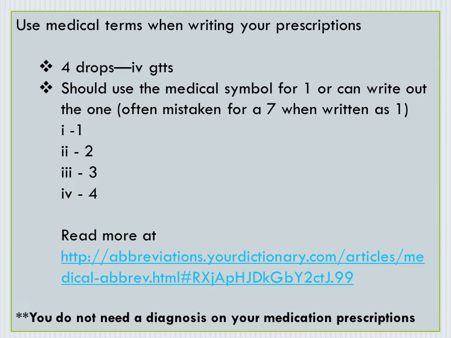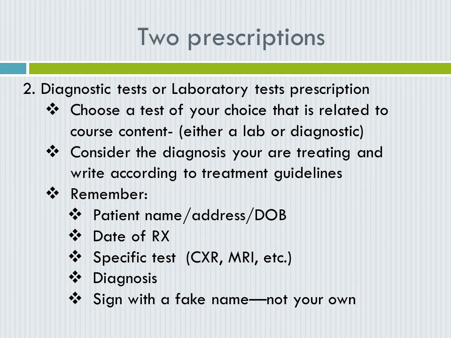You can write it out as a 1 if you choose. Often it's mistaken for a 7 when it's just written with the 1. So you want to be really careful not to use that. I have put a link here that you can go to, which has some medical abbreviations that might help you. And you do not need a diagnosis on your medication prescriptions. Is it wrong, and will you lose points if you do put it on? No, but most of the time you don't need to do that.